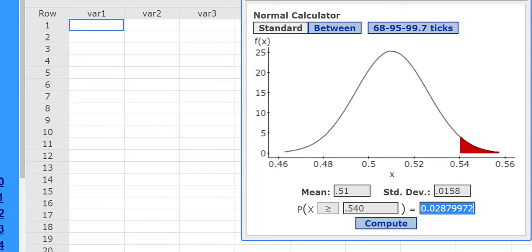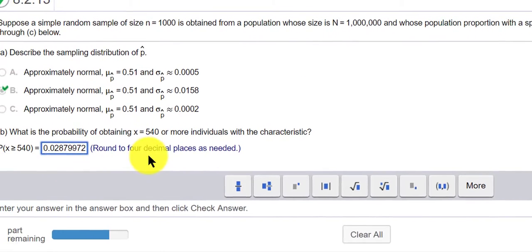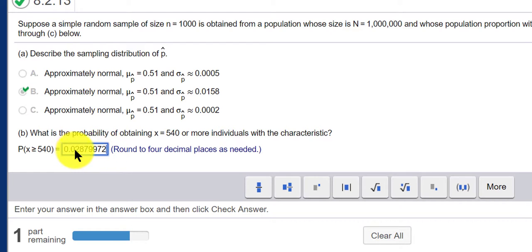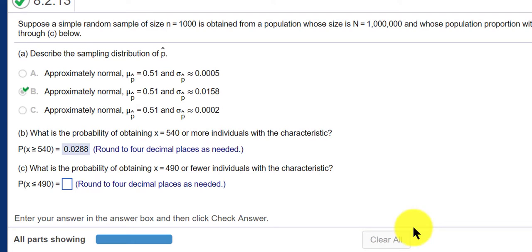and I'm going to cut and paste that into here. Now, it did say round to 4 decimal places, so let's see, 1, 2, 3, 4. So I think we can make that an 8. All right, so let's just make that 7. We're going to round up, and we check our answer. And it says, well done.